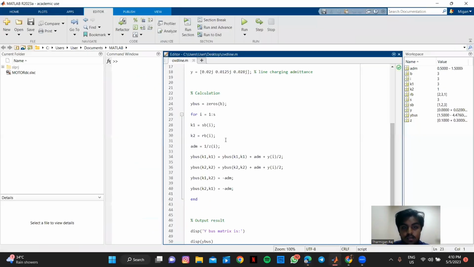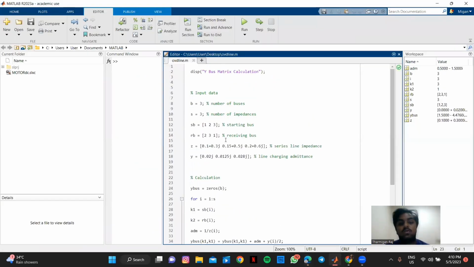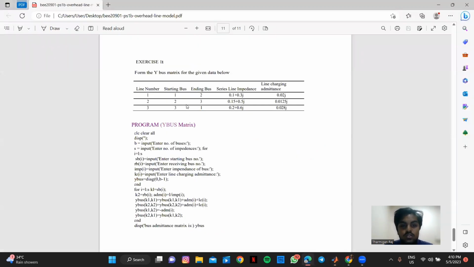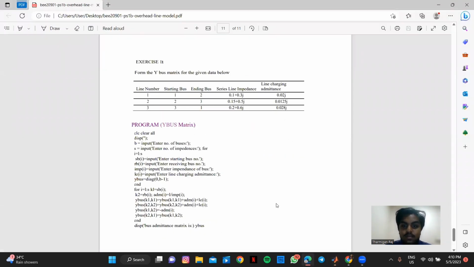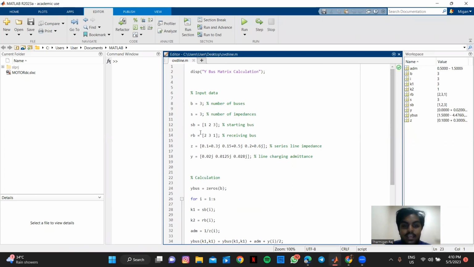So let me explain what changes I made in the coding itself. The B and the S are the number of buses and the number of impedances. So B equals 3 and S equals 3. Where we get this value is through here. You can see there are 3 buses here, and there are 3 series line impedances here. That's why it's 3. And then SB, the starting bus, would be 1, 2, and 3, and the receiving bus would be 2, 3, and 1.